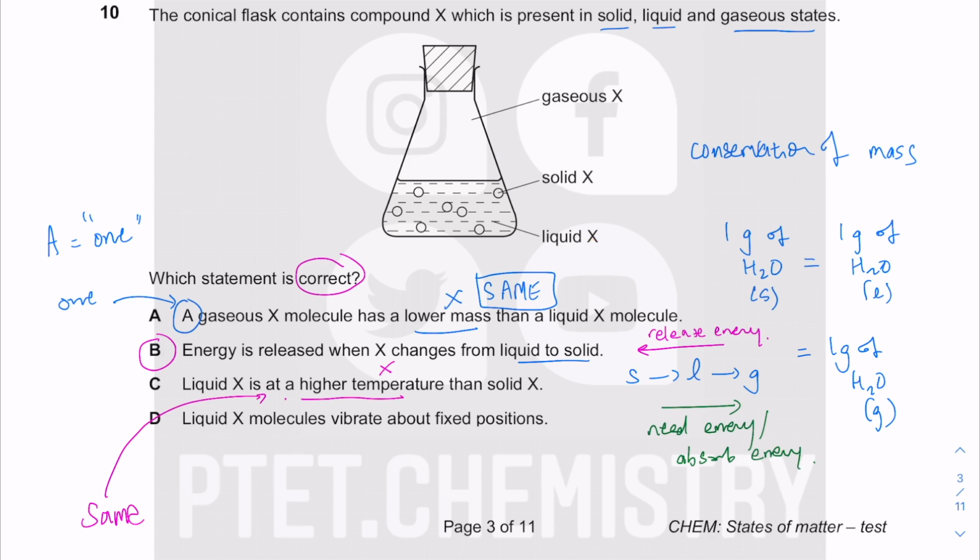Okay, liquid X molecules vibrate. Vibrate is wrong. Liquid molecules slide past each other and they don't have a fixed position, because although they are closely packed, they have a bit of space in between. This description fits solid, not liquid. Vibrate about a fixed position, that is for solid, okay, not liquid.